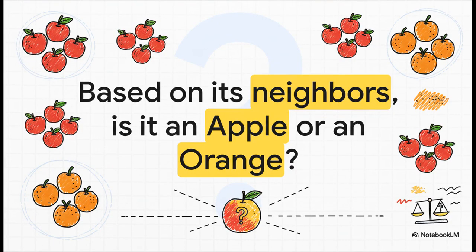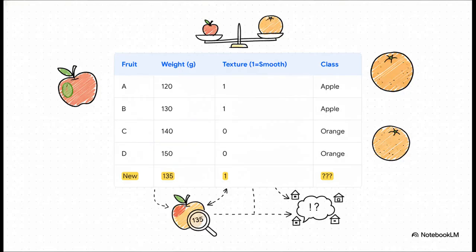Let's see this in action with a really simple story. Imagine we've got a data set of fruits. We know their weight, we know their texture, but then a new mysterious fruit shows up. The question is, based on its neighbors, is it an apple or an orange? So here's what we know. We have 2 apples, they're a bit lighter, a bit smoother.